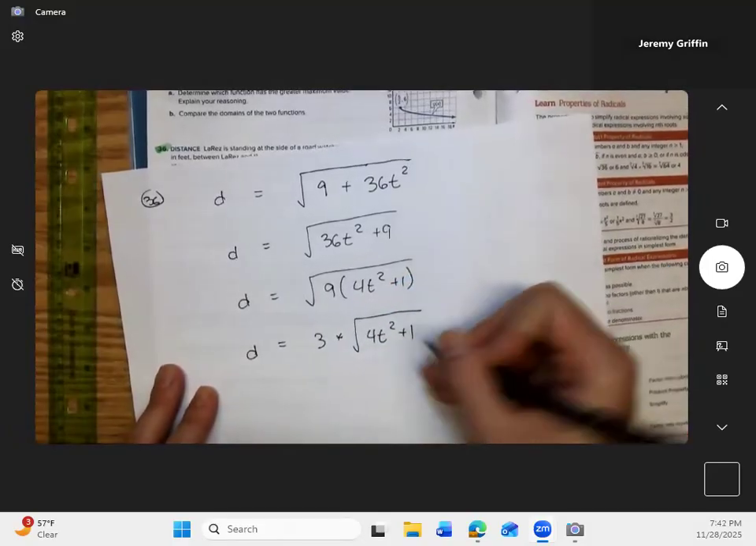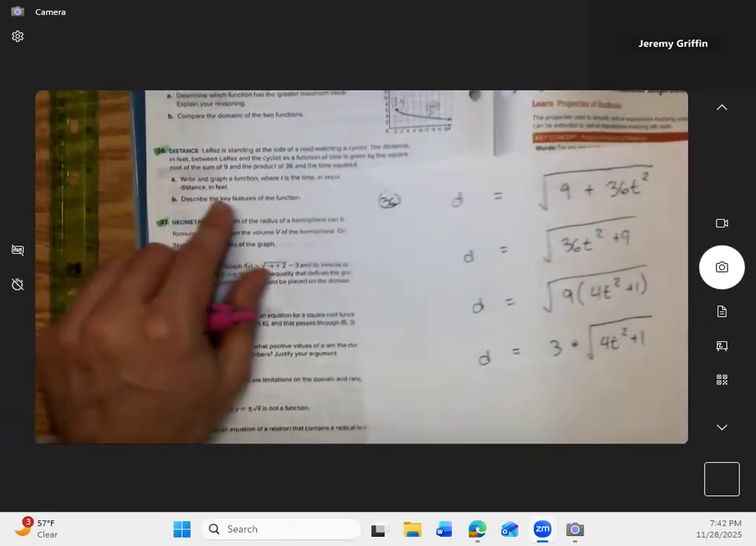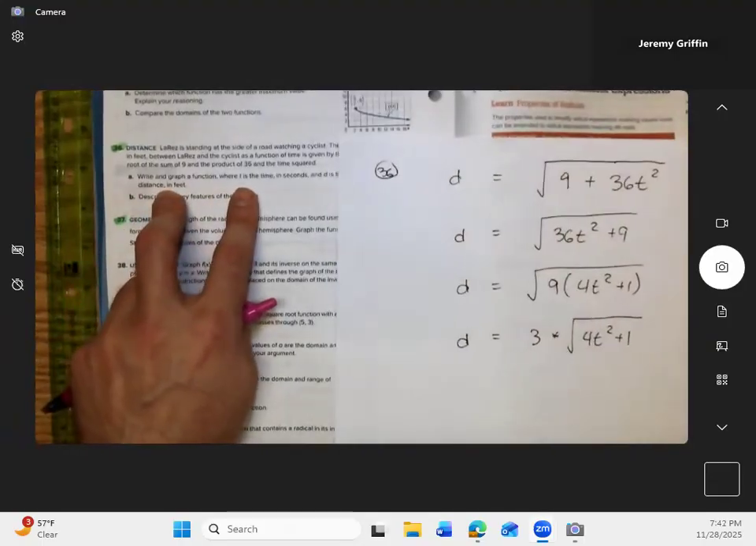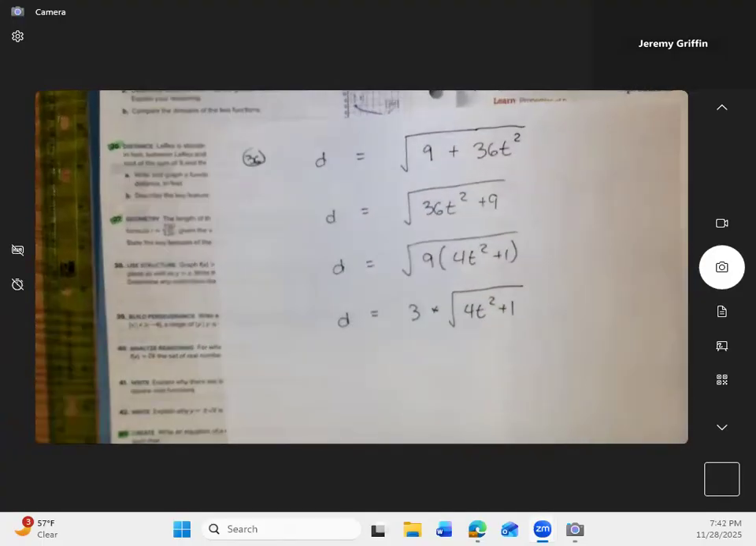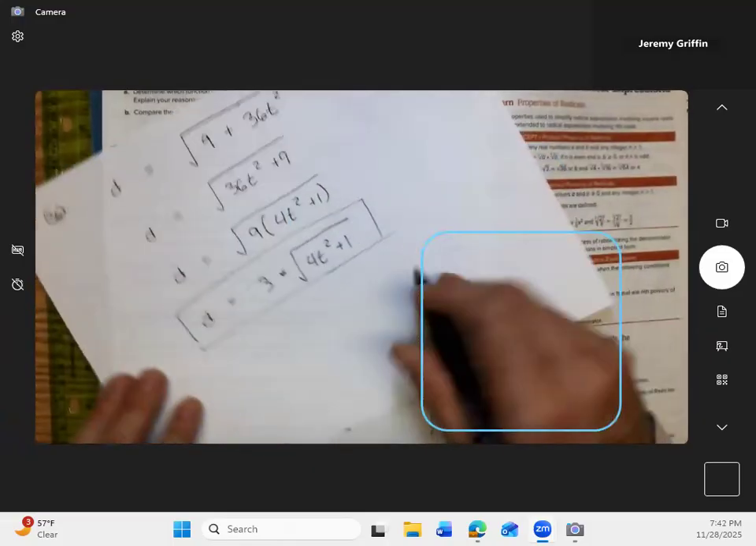Like if I graphed all 4 of these in Desmos, they would all be the same graph, is what I'm saying. Okay. So what does it want us to do here? Write and graph a function where t is the time in seconds and d is the distance in feet. Okay, well, got the function written. It could be any of these. Just pick your favorite. Okay. I kind of like this last one. Let's go with that.